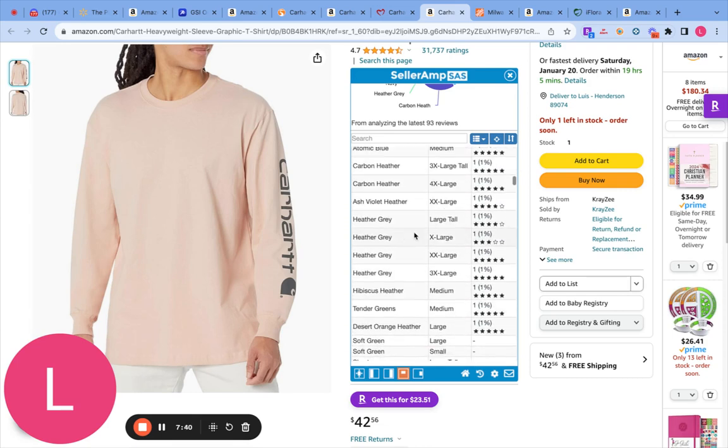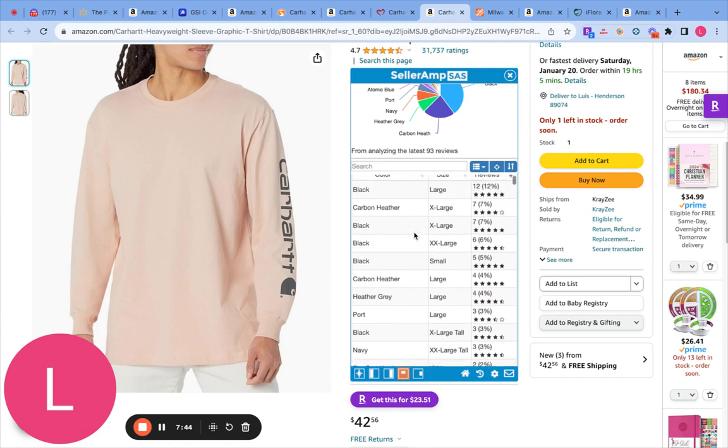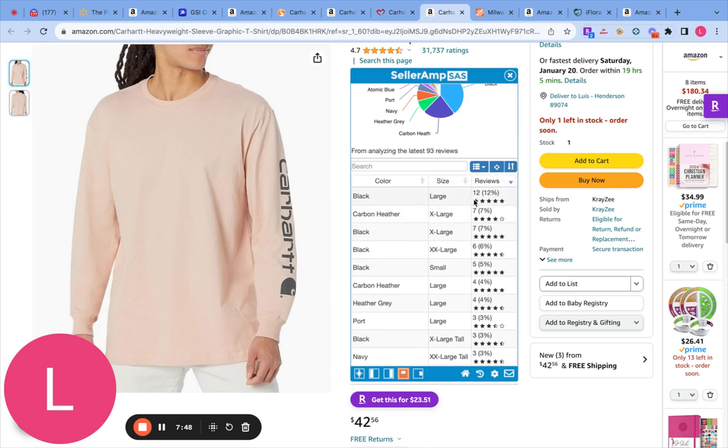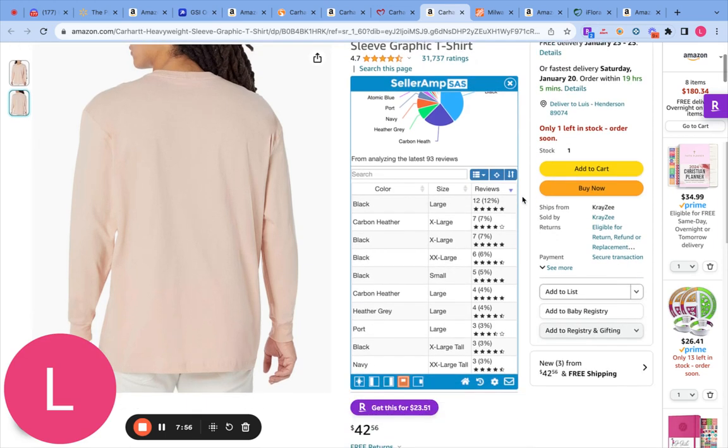So the top variation for this product is a black one, a black color, right? It's getting 12% of the sales of this whole listing. So if you want, you can look for the same exact product, but color black and size large. I'm not going to do it for this example. I'm going to make a separate video on how to do that in the future.